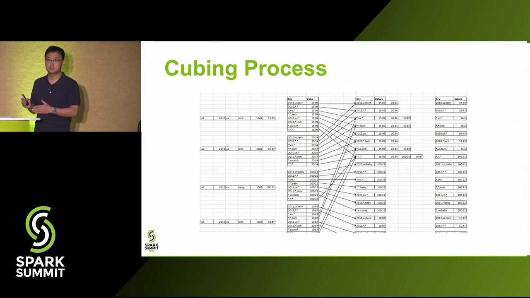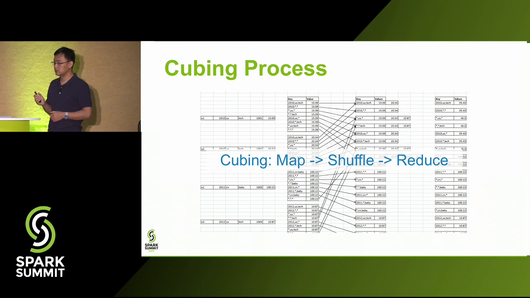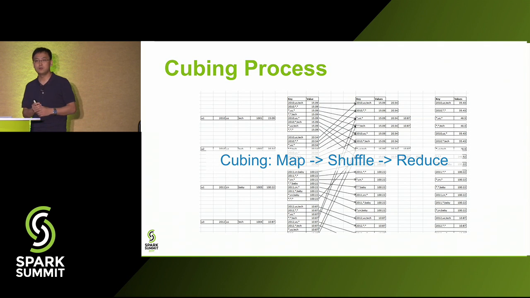Now let's see a sample. Here I have a small table which only has 4 rows, and now I want to build a cube with 3 dimensions. 3 dimensions will generate 8 dimension combinations, what we call cuboids. Then each row of source data can map to 8 cuboid rows. By shuffling and grouping the same dimension values together, we can sum up the measure values, and finally get the cube built. So the cubing process is a typical map, shuffle, and reduce process.